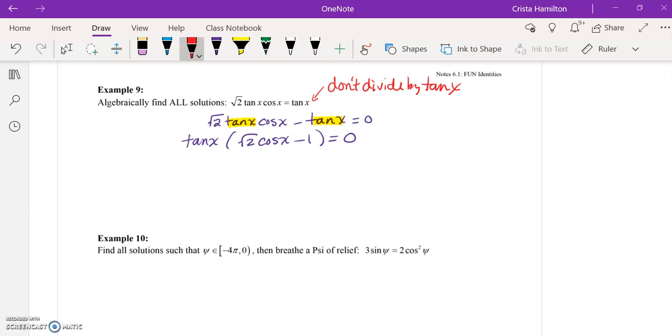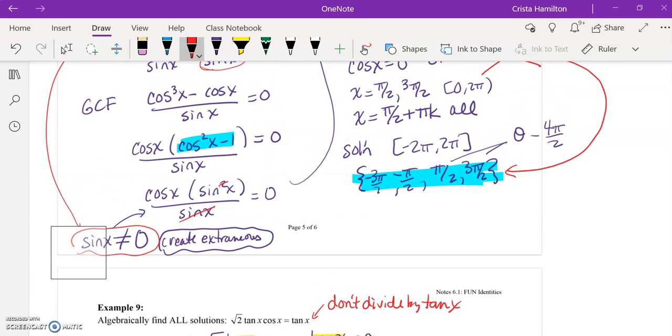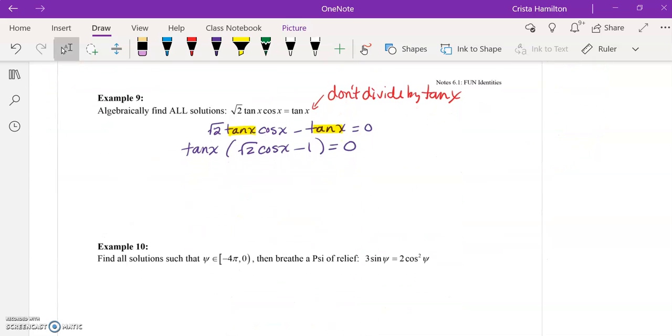If what we did up here, canceling, creates extraneous solutions, extra solutions, then dividing something out makes you lose solutions. It kind of goes the other way. So never divide by the variable. Make sure you move everything over, get 0 on one side, and factor. So then we take a look at this zero product property. We're going to make this into two separate problems to solve. Tangent of x is equal to 0, or square root of 2 cosine of x minus 1 equals 0.